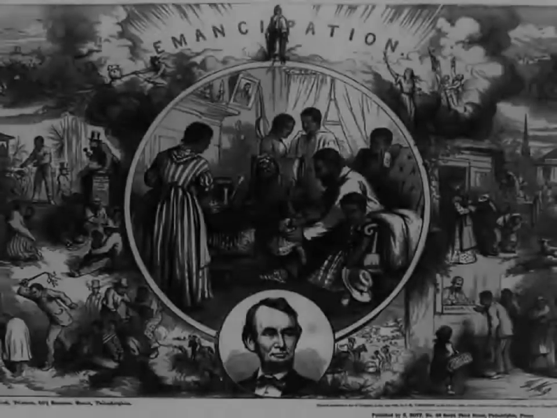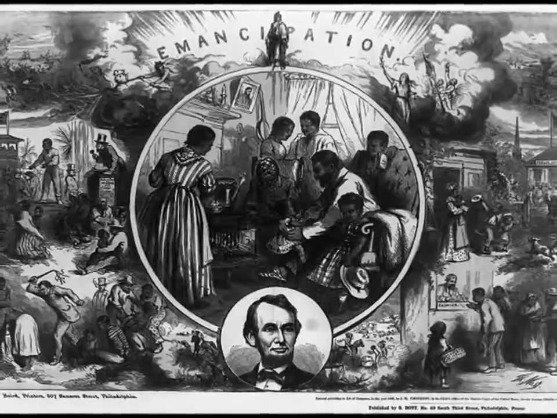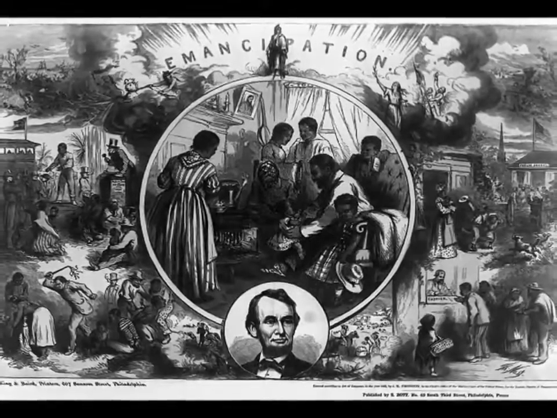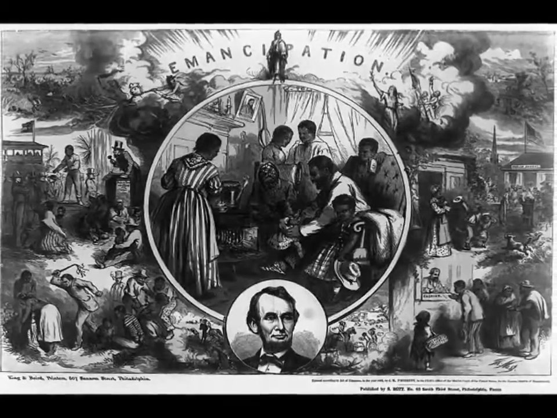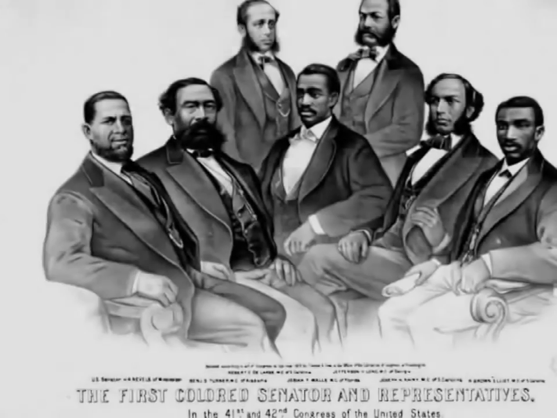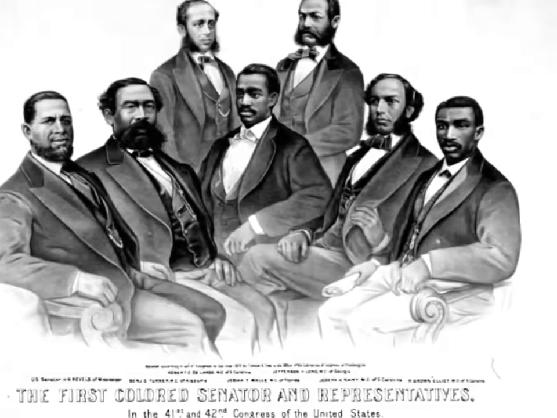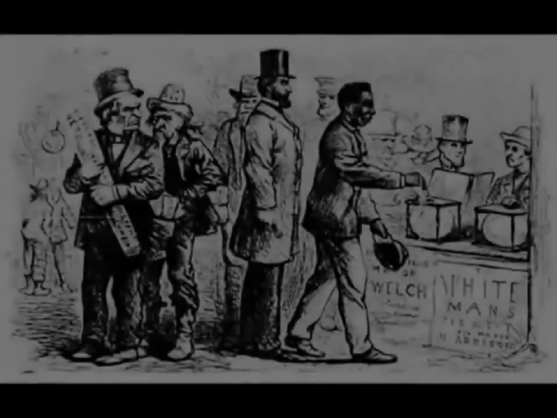The 13th Amendment was the first step taken to end slavery. It stated that neither slavery nor involuntary servitude, except as a punishment for crime whereof the party shall have been duly convicted, shall exist within the United States or any place subject to their jurisdiction. After the amendment was passed by Congress and ratified by the states in 1865, African Americans were under the impression that they had won freedom and equality.